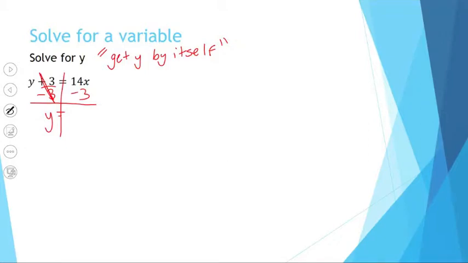Now, these are not like terms, right? It's not going to be 11x because 14x and 3 are not like terms. I cannot combine them together. So I simply just write 14x minus 3, and that's it. That's our answer. It's an equation. It's mx plus b. It's fine. That's all you have to do with these problems.